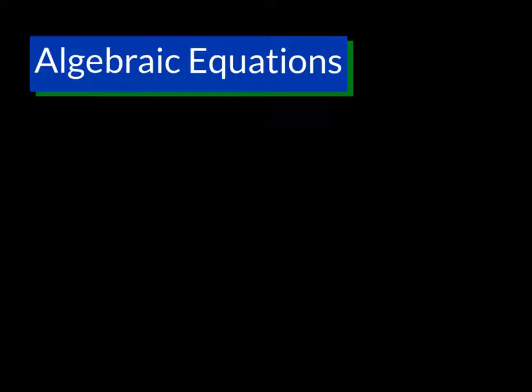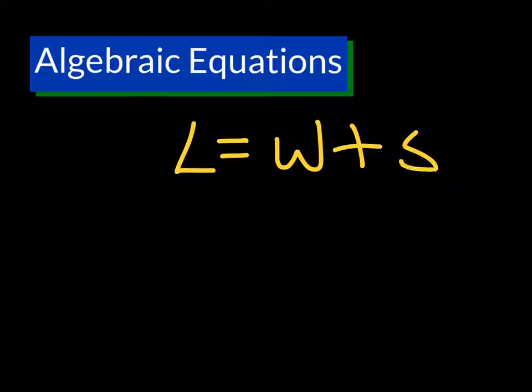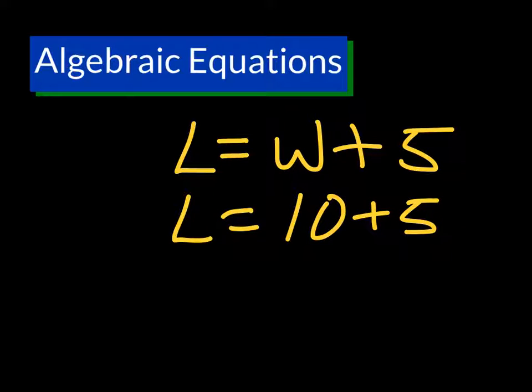Here's another example. On a housing project, a carpenter is told that the length of any deck he builds is to be 5 feet longer than the width. An equation can be used to show the relationship. L equals W plus 5. If the carpenter knows that a particular deck is going to be 10 feet wide, then the length can be calculated as follows. L equals W plus 5. We know that the width of that particular deck is 10, so plus 5. So L is equal to 15 feet.